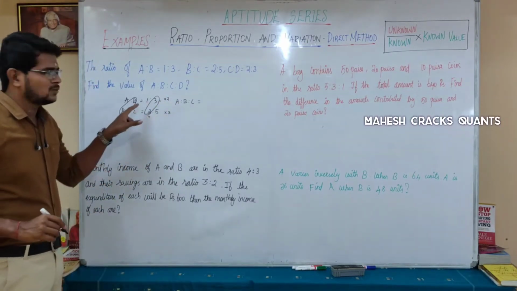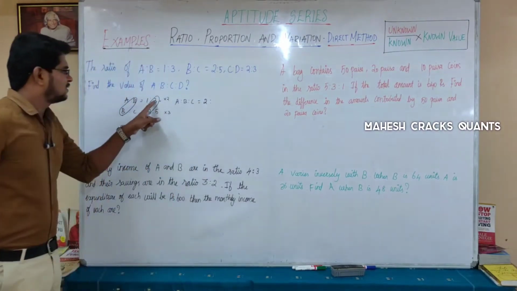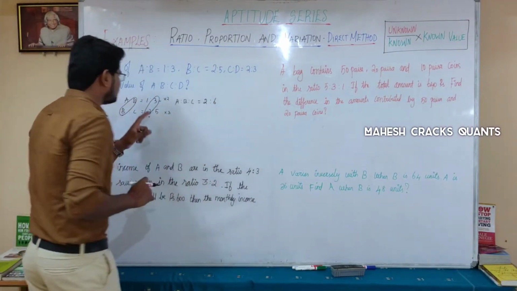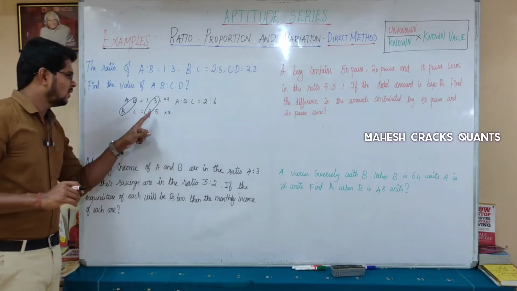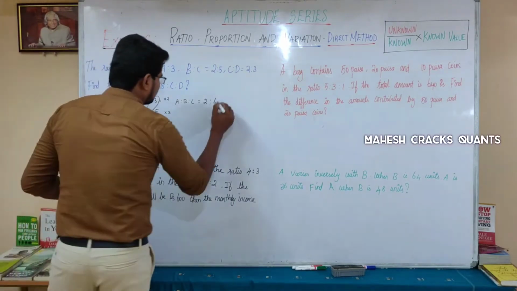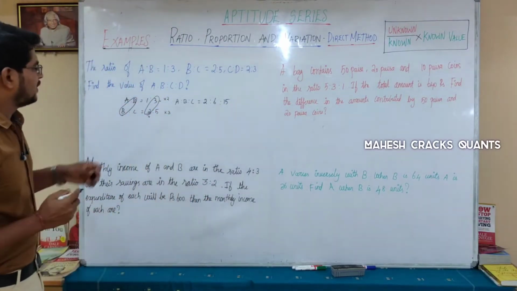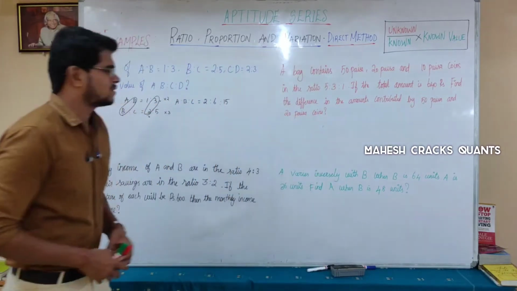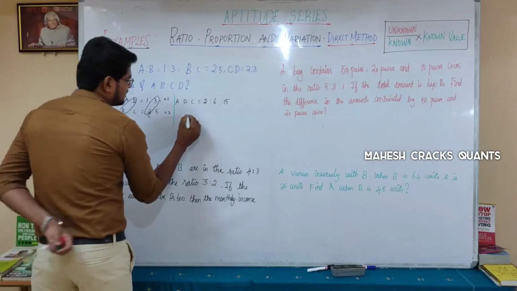So A into 2: 1 into 2, 2 is A's value. 3 into 2, 6, that is B's value. And here 2 into 3, which is 6, B's value, and 5 into 3, 15. That is C's value. We got the values of A is to B is to C is equal to 2 is to 6 is to 15. Now you have to take C is to D.